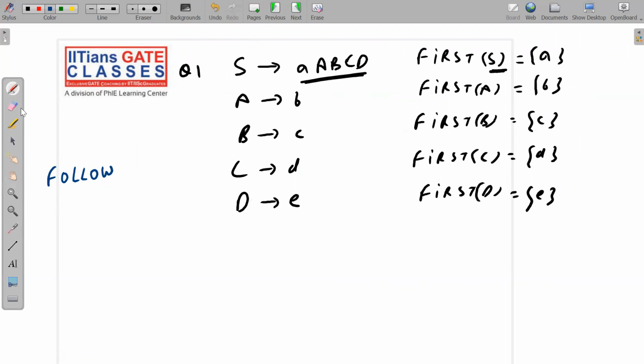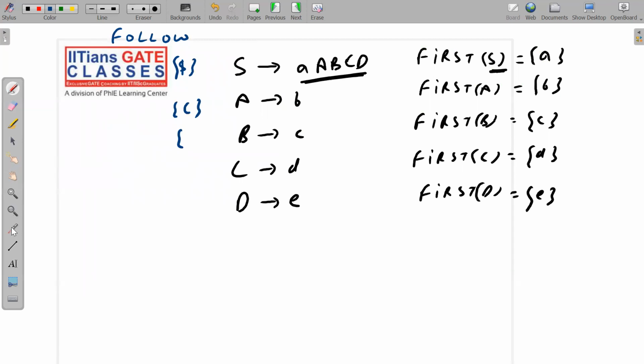I should write it here so that you won't get confused. Follow of S will be dollar only. Now follow of capital A. Follow of capital A will be what? First of this part, so first of capital B. First of capital B is C only. So I will write C.